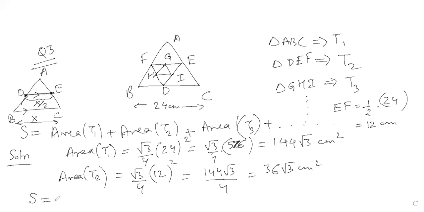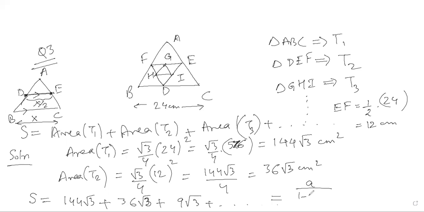Now we are interested in finding the sum of areas of all these triangles. The area of the first triangle is 144 root 3. The area of the second triangle T2 is 36 root 3. If we find the area of the third triangle, we will get 9 root 3. So basically we can see that this forms an infinite GP, because every successive term is 1/4 of the previous term. 36 root 3 is 1/4 of 144 root 3. Then 9 root 3 is 1/4 of 36 root 3. So this sum is a sum of an infinite GP.